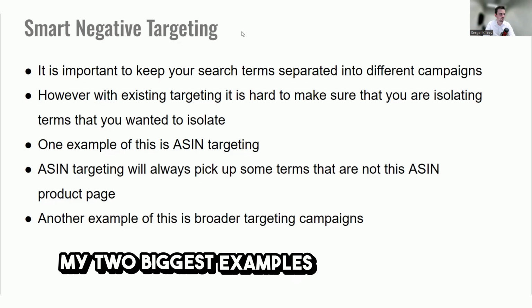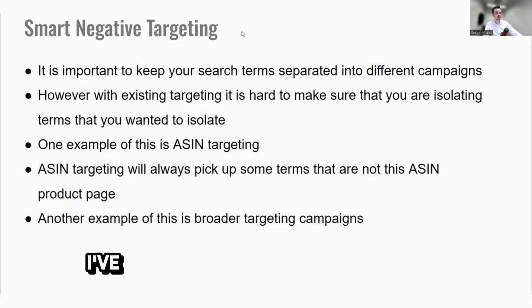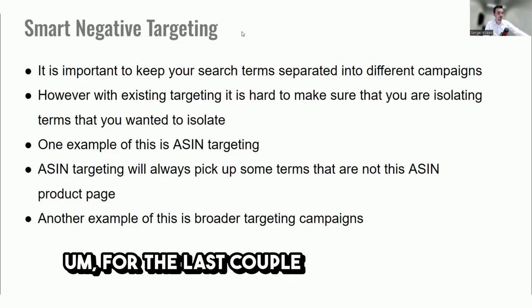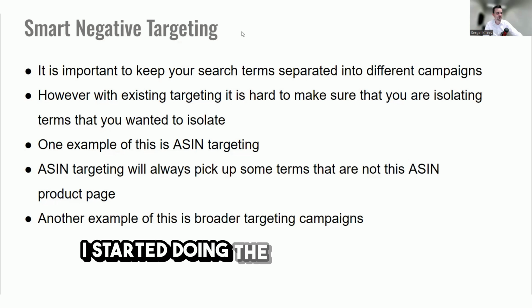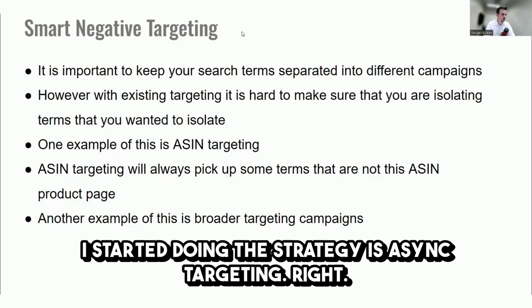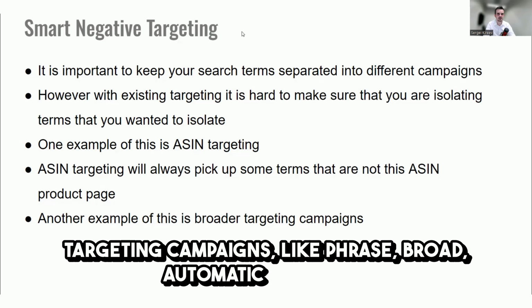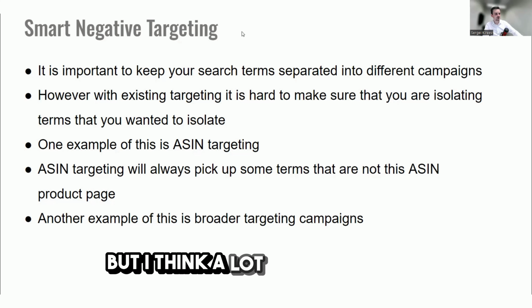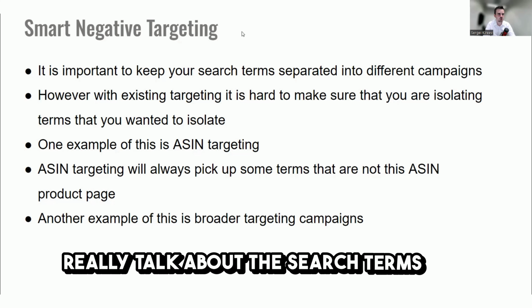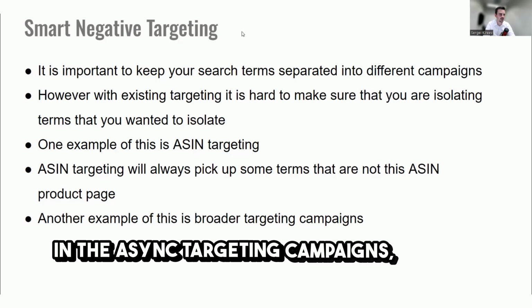My 2 biggest examples here, where I've been really struggling for the last couple of years before I started doing the strategy, is ASIN targeting, right? It can also be applied to broader targeting campaigns like phrase, broad, automatic, category. But I think a lot of people don't really talk about the search terms in the ASIN targeting campaigns.